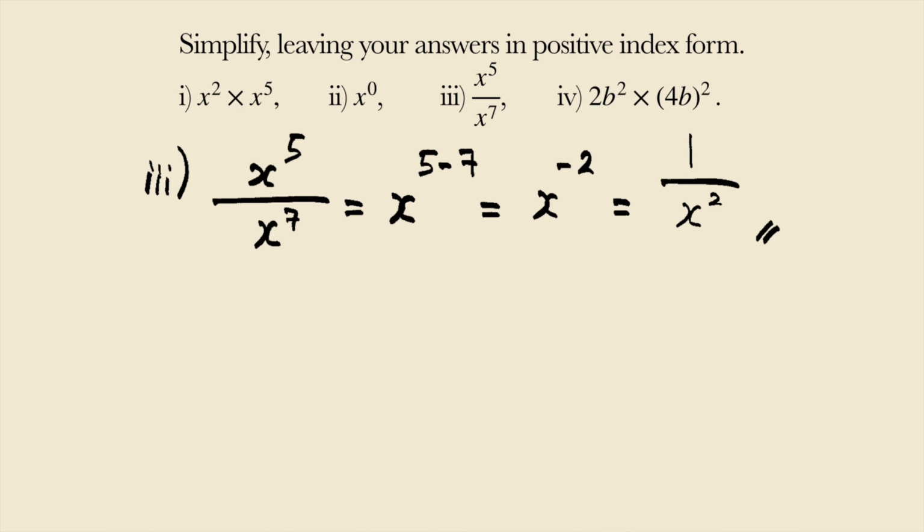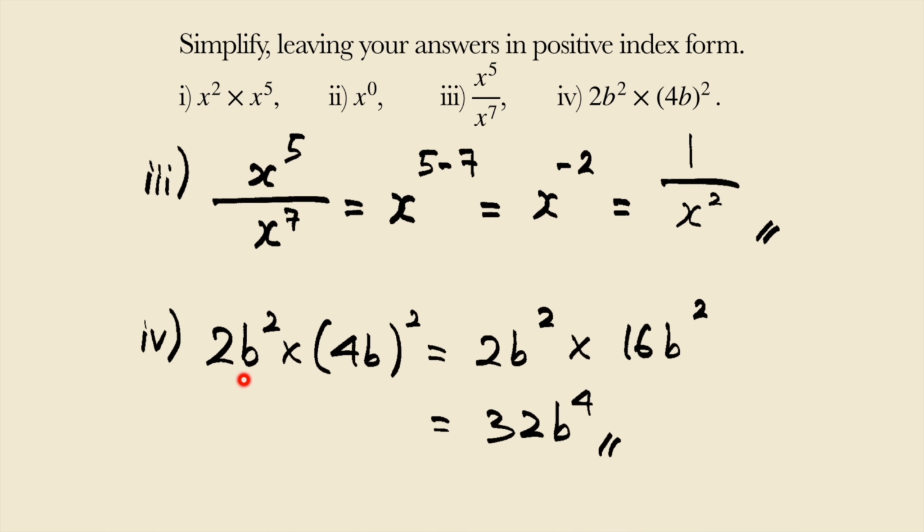it's the denominator now. Question 4, we've got 2b squared times the square of 4b. So this is 4b whole squared, which means the 2 applies to the 4 as well as the b, which means 4 squared is 16, b squared is b squared, and then now focus on the coefficients. 2 times 16 is 32. Now b squared times b squared is just 2 plus 2, giving us b to the power of 4.